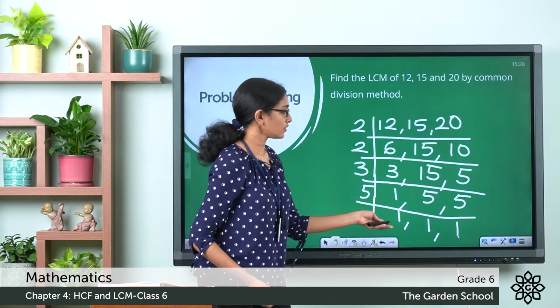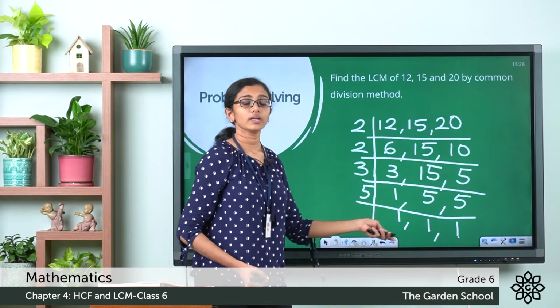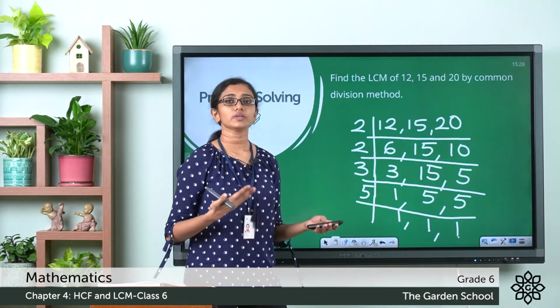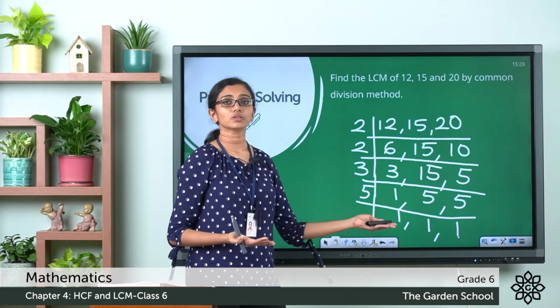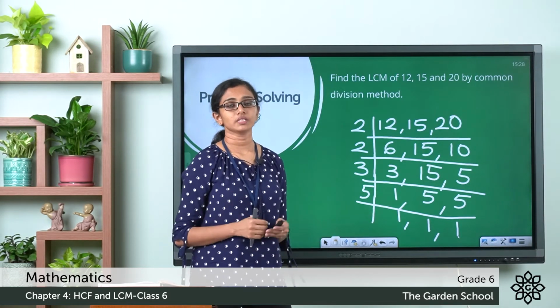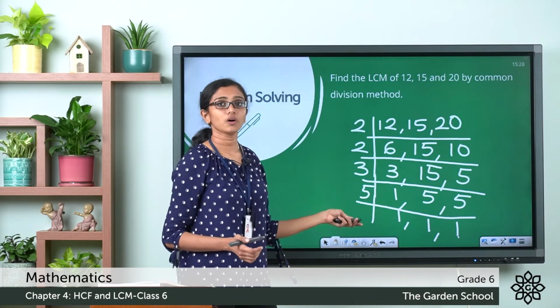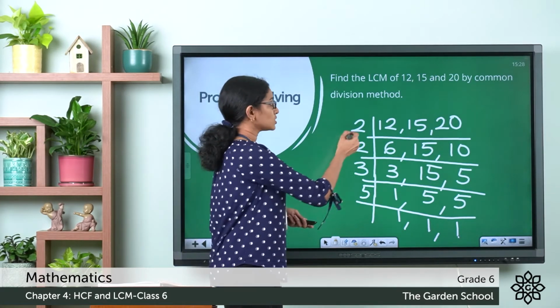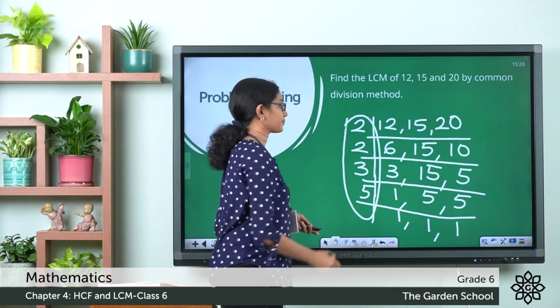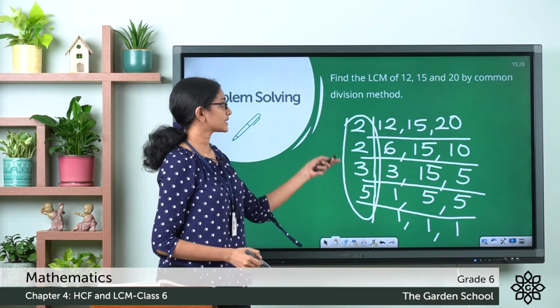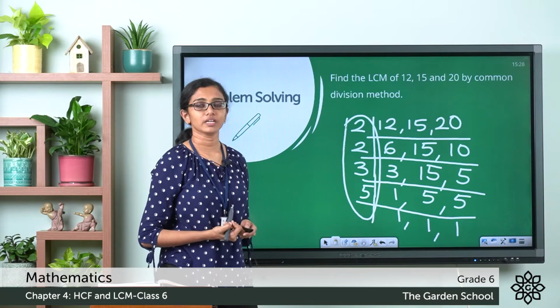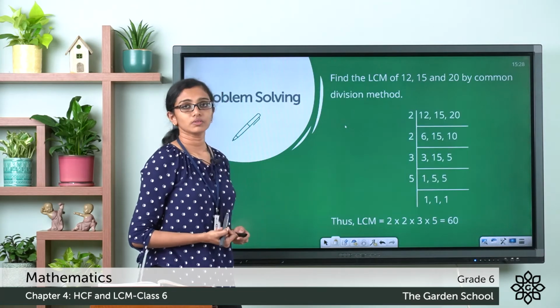See, now in this row, we got only 1s as the quotient. So when you get one row with all the quotients as 1, you can stop the division right there. Now the next step is to take the product of these prime divisors. So these are the prime divisors here. So we have to take the product of these prime divisors, and that will give you the LCM.